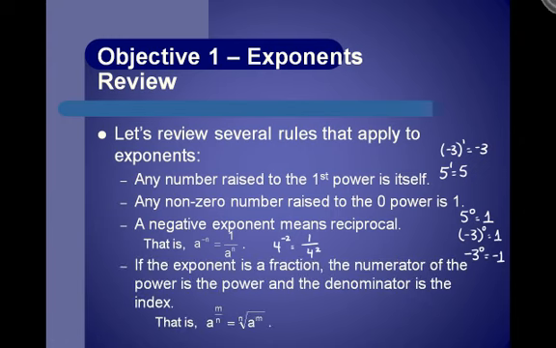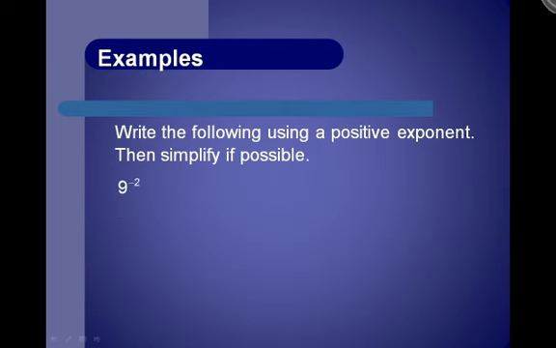If the exponent is a fraction, the numerator of the power is the power, and the denominator of the power is the index. That is, a to the m over n power means the nth root of a to the m. Let's do some examples.